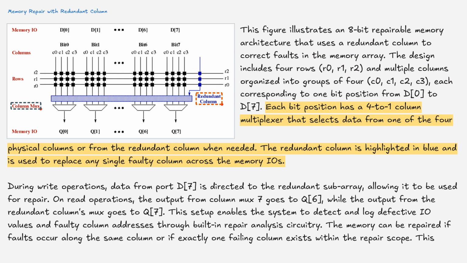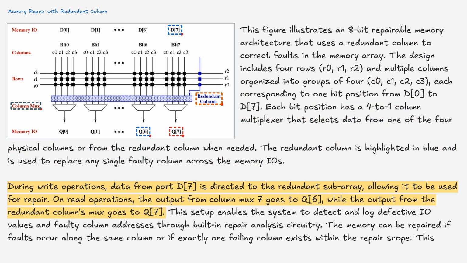Each bit position has a 4-to-1 column multiplexer that selects data from one of the 4 physical columns, or from the redundant column when needed. The redundant column is highlighted in blue and is used to replace any single faulty column across the memory IOs.